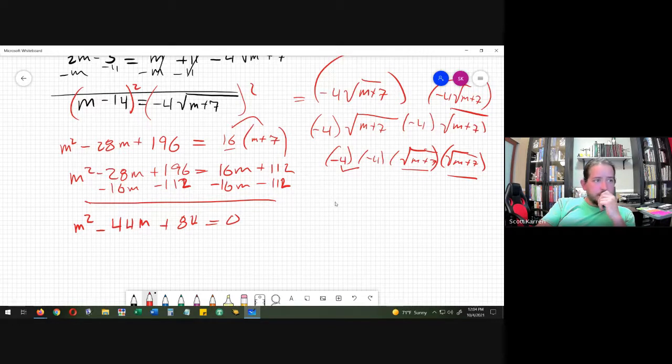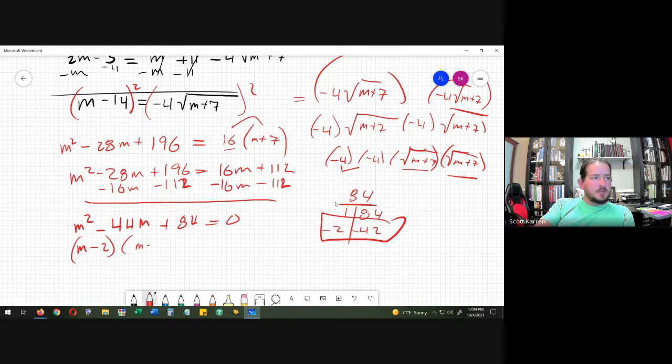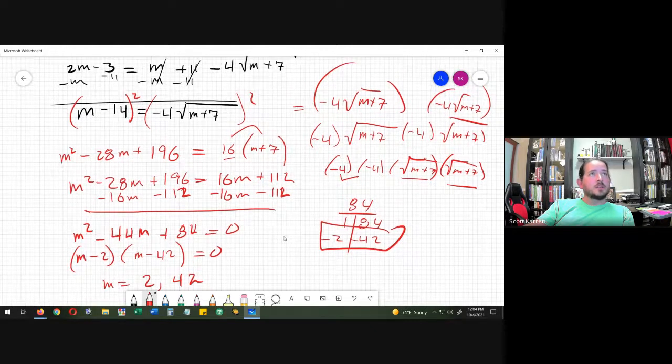And then I can see if I can factor this. 84, 1 and 84, that's not it, but 2 and 42, if they're both negative, will give me what I need. So this is m minus 2 times m minus 42 equals 0. And so m equals either 2 or positive 42. And again, I need to check. So I'm going to take the original.